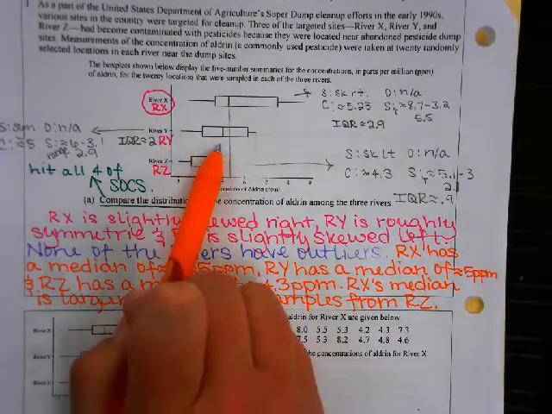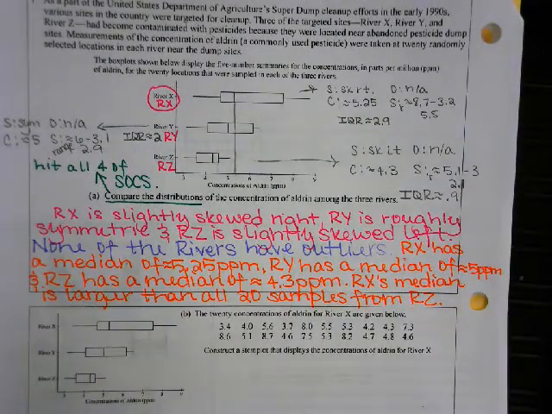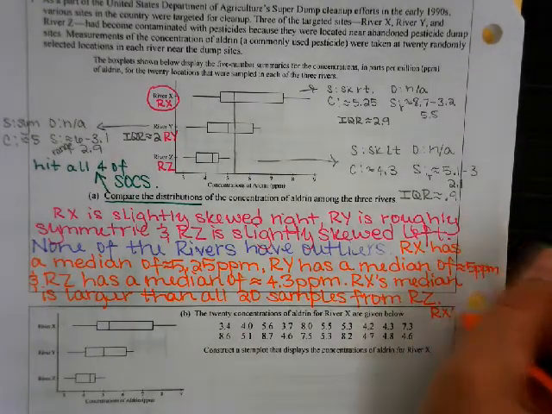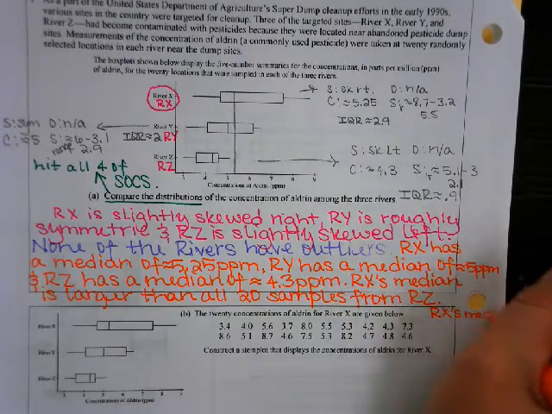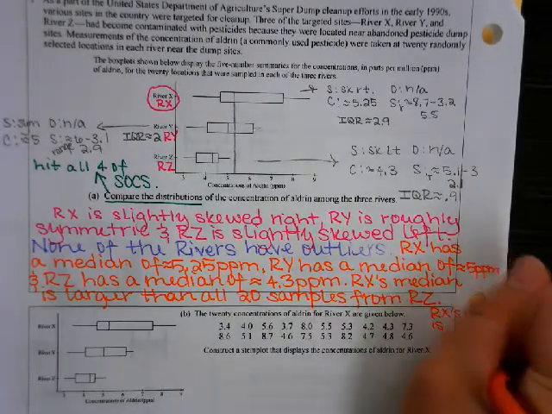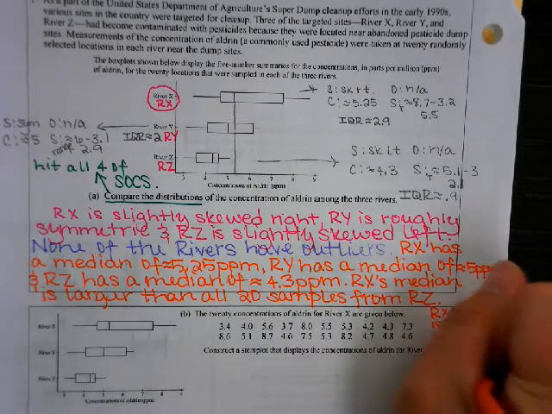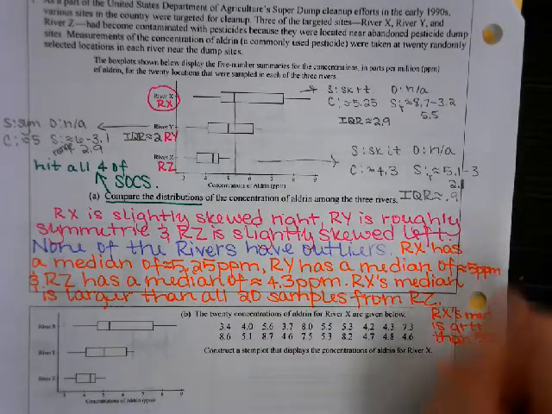And of course my big handwriting has run out of room. I'll just go down over here. River X's median is greater than 50% of River Y's samples.